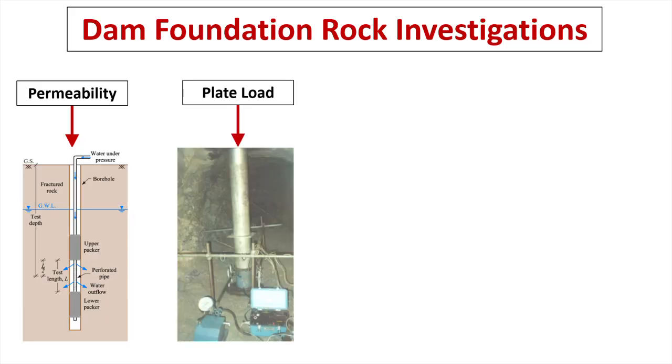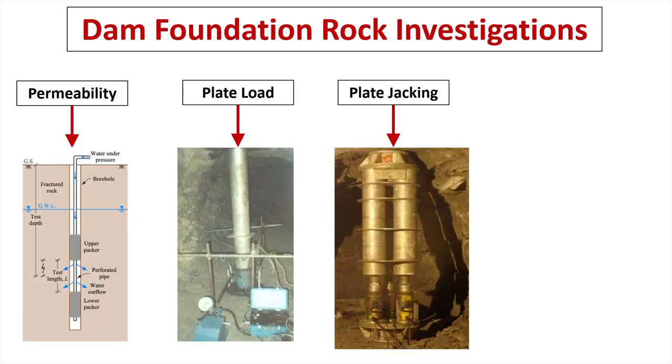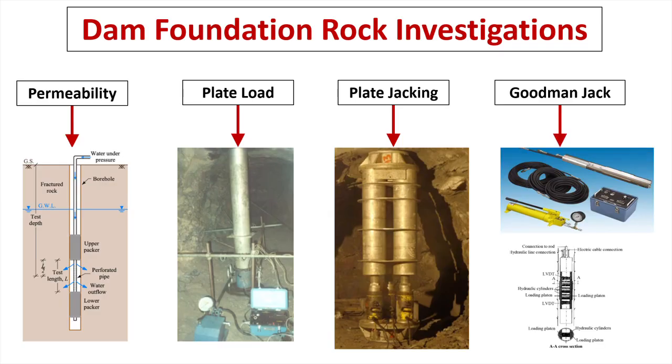Plate load and plate jacking tests both give the deformation and corresponding strength of rock. Goodman jack test and dilatometer test are used for finding the deformation strength of rock mass. Goodman jack test is used for rock mass conditions. Dilatometer test is used for weak soil conditions. The methodology is to read the deformation by increasing the pressure inside the borehole. This way we can estimate the foundation properties both in laboratory and field, and we can design a safe dam.